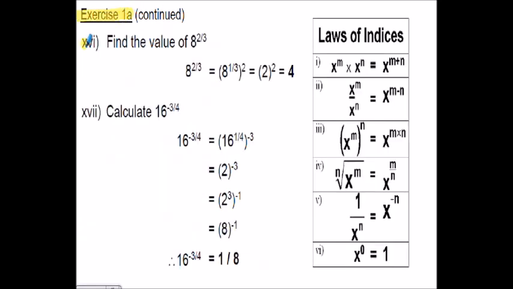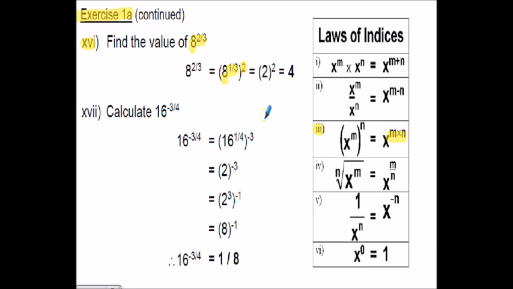Exercise 1a, part 16, we're asked to find the value of 8 to the power of 2 upon 3. What I'm going to do here is break this down. I'm going to write the 8 to the power of 2 upon 3 as 8 to the power of a third, all raised to the power of 2. I haven't affected the original question because using the third law of indices here, we know that when we've got a power raised to a power, we multiply the indices. So here we've got a third times 2, so it's still 2/3.